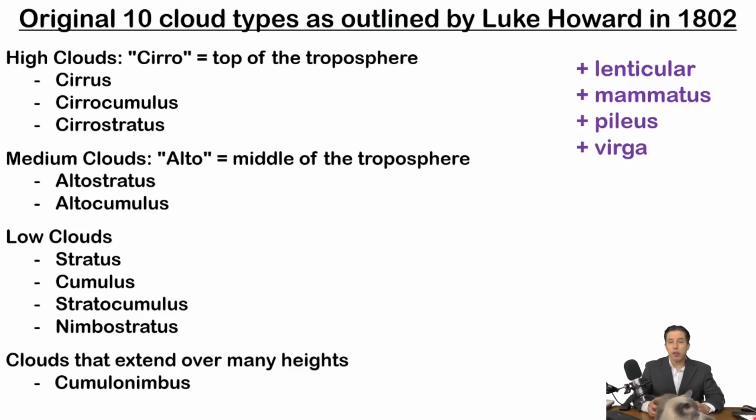So that's everything you need to get started cloud watching. We've got the 10 original cloud types plus 4 extras. In New Mexico, we typically see all of these clouds in the summer except for cirrostratus, altostratus, and nimbostratus. For those, you need to wait until the winter, and even then, you might see nimbostratus maybe once a year, if that sometimes.